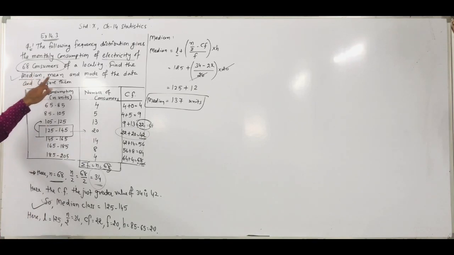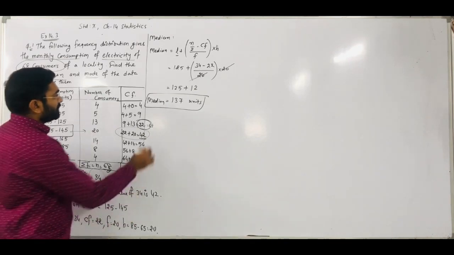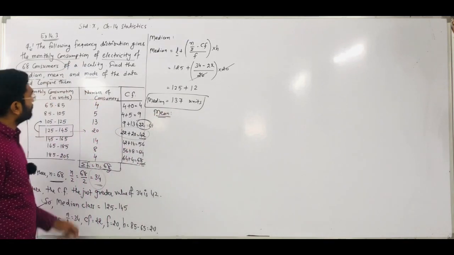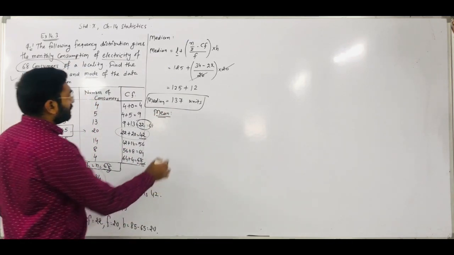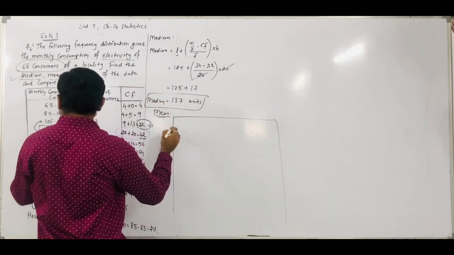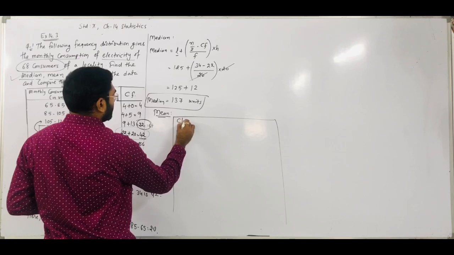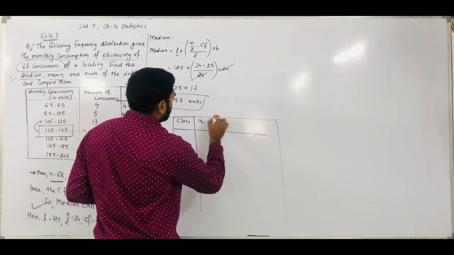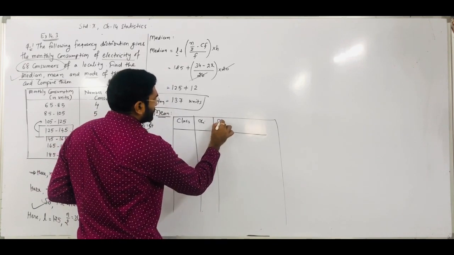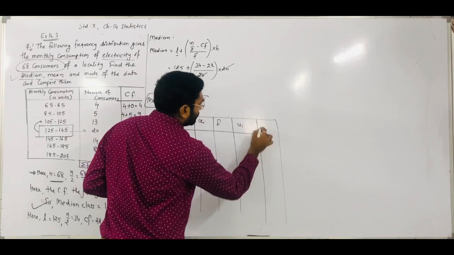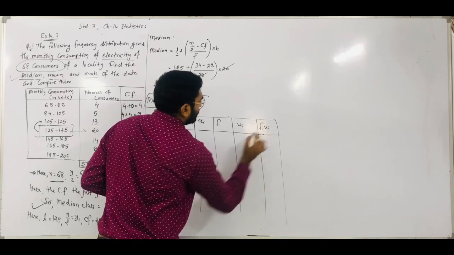So that way we can find out the median. Okay, so the median we can find out. Mean. For finding out the mean, we have to make a table. Here we apply the step deviation method. So first of all, we have to write the class column. Then we require the xi column. Then the fi column, frequency. Then the ui column, and at last we have to represent the fi ui column.